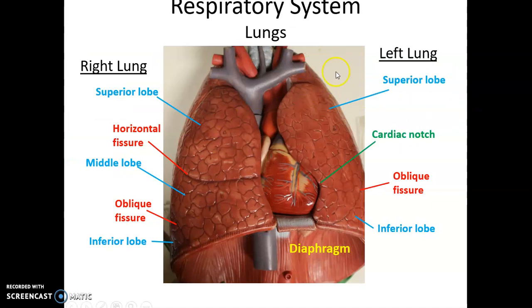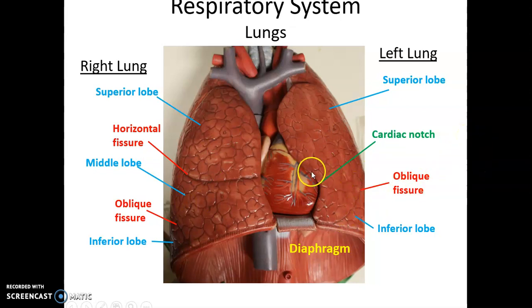All right, there are two lungs, right lung and left lung. The right lung has three lobes, a superior lobe, a middle lobe, and an inferior lobe. Between the superior lobe and the middle lobe is the horizontal fissure, and between the middle lobe and the inferior lobe is the oblique fissure. The left lung, on the other hand, only has two lobes, a superior lobe and an inferior lobe, and they are separated by an oblique fissure. So three lobes on the right lung, two lobes for the left lung.